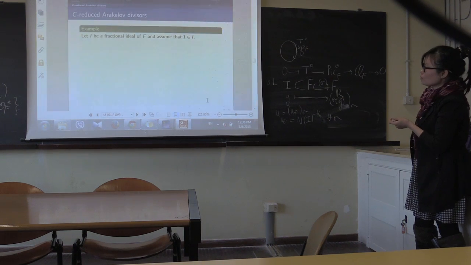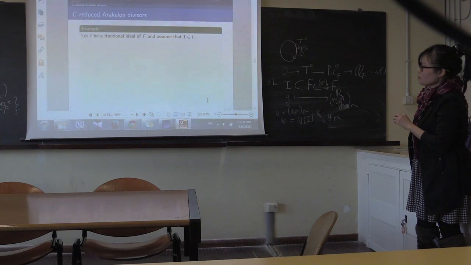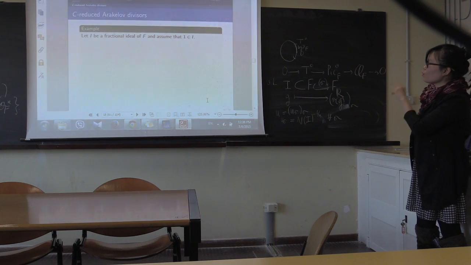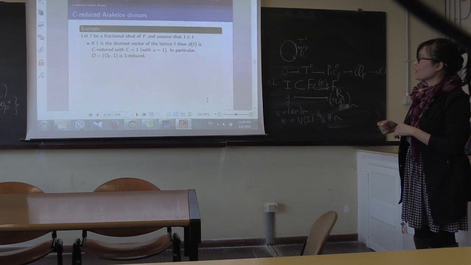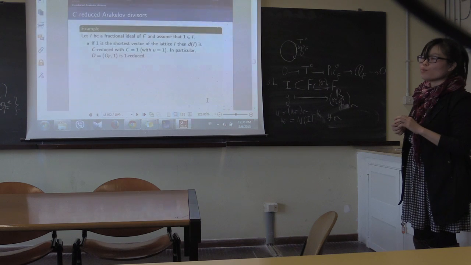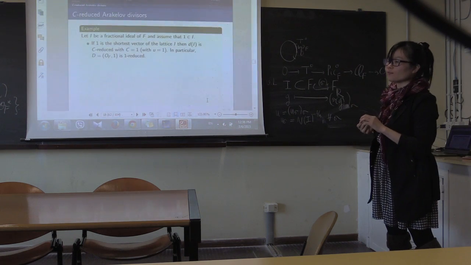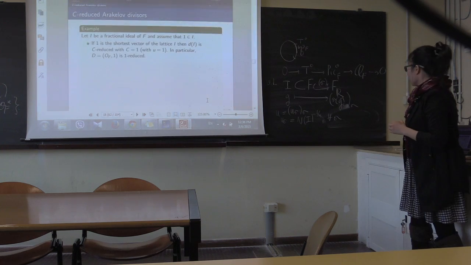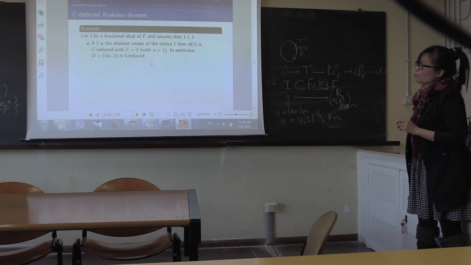And now I would like to show you some examples. Let I be a fractional ideal of S, and assume that 1 is in I. If 1 is the shortest vector of I, then I is c-reduced with c equal to 1, and we only take the vector u used in the definition to be 1. And so the zero divisor is c-reduced with c equal to 1.